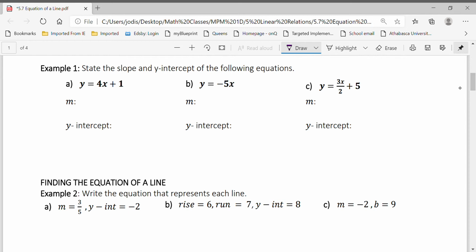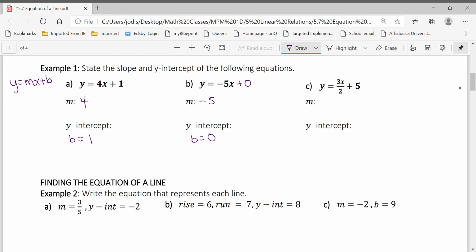So in this first one, we have y equals 4x plus 1. So remember this part, it's y equals mx plus b. M is our slope, so in this case, our slope would be 4. And our y-intercept is just b, which is 1. For this part B here, y equals negative 5x, so our slope would be negative 5, and our y-intercept, well, we don't have plus anything, but it's really plus 0, so our y-intercept is 0.